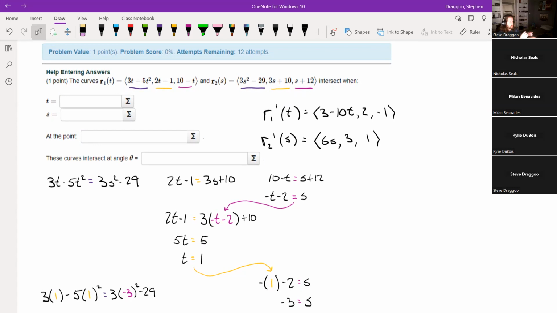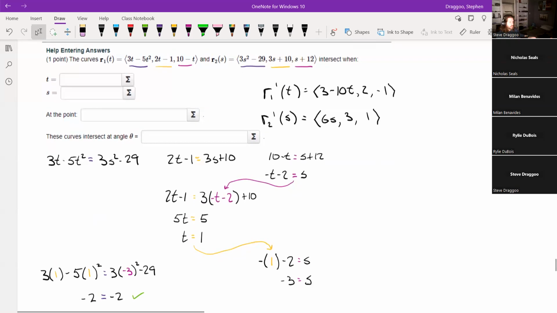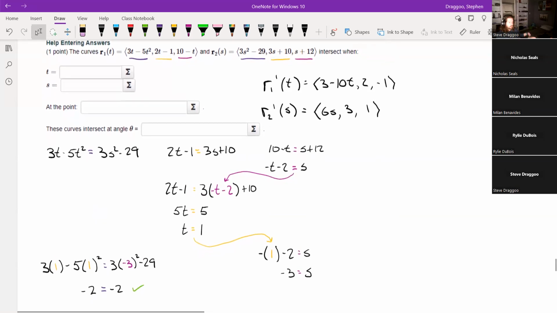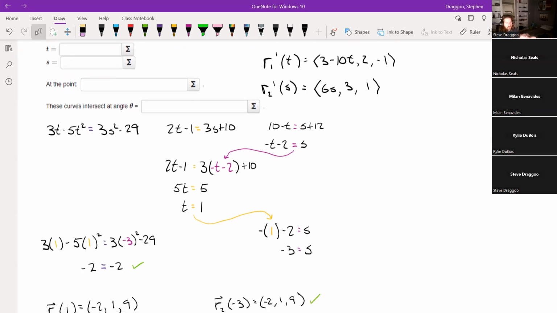So what did I do here? I'm ultimately going to want their derivative vectors, but not right away. I want to start by just figuring out their points of intersection. So I'm going to set the x's, the y's, and the z's equal to each other. And then I'm just going to solve the easiest equation first. I thought z was the easiest equation, so I started there. That's where I get that s equals negative t minus 2.